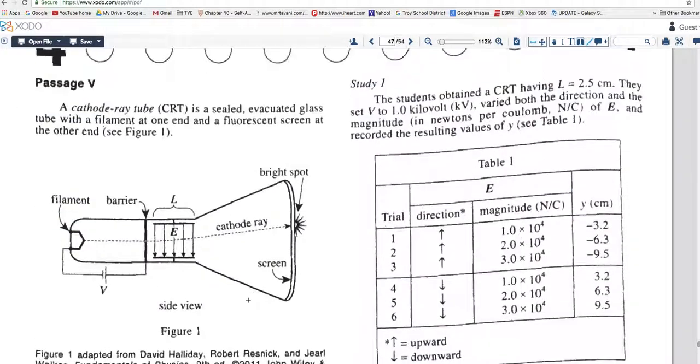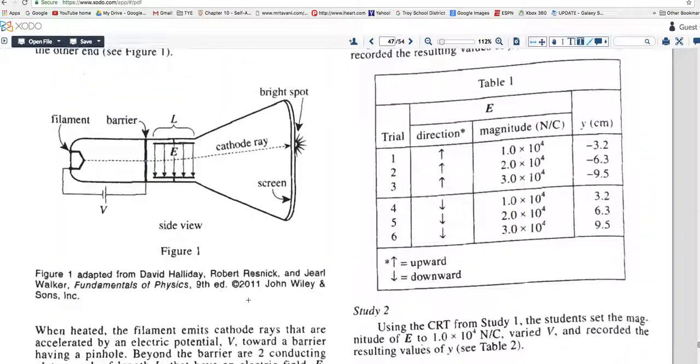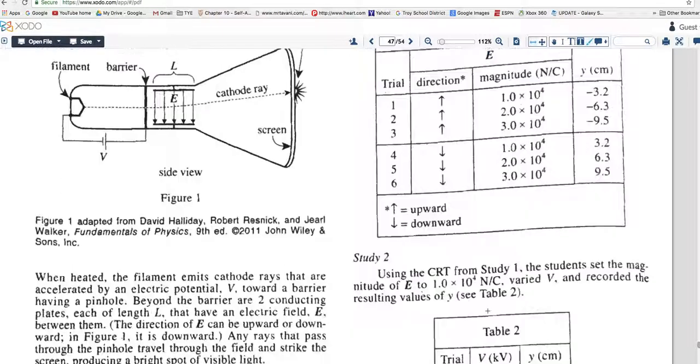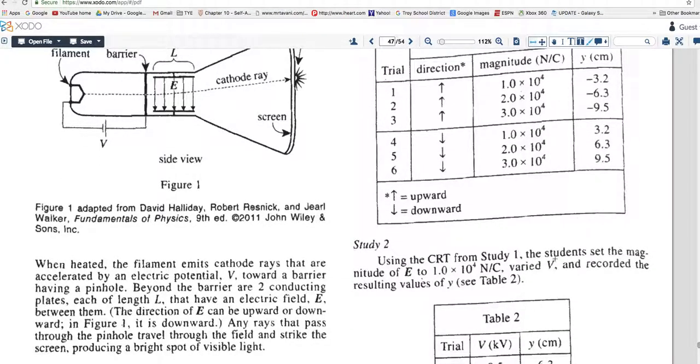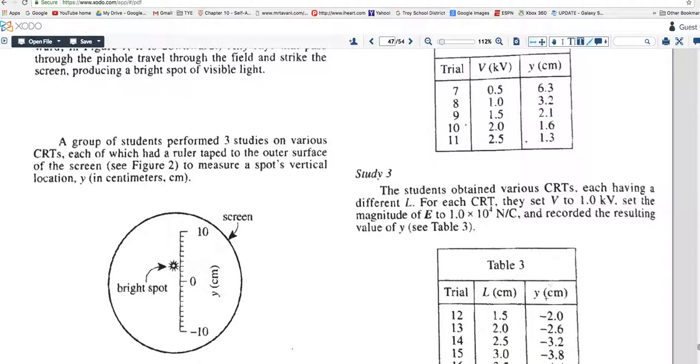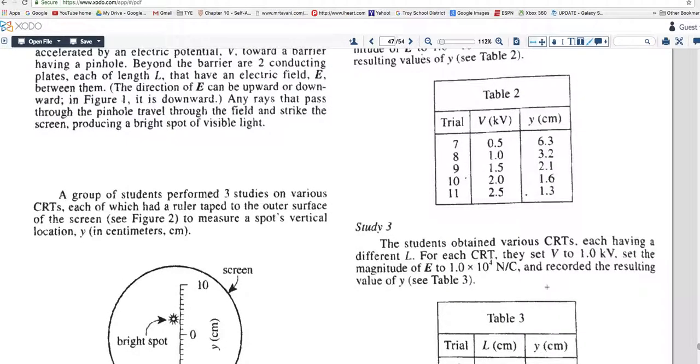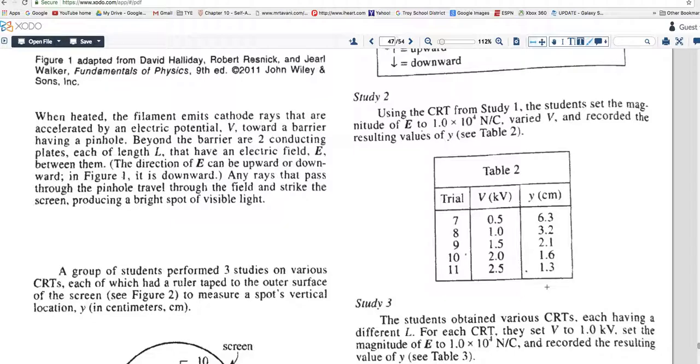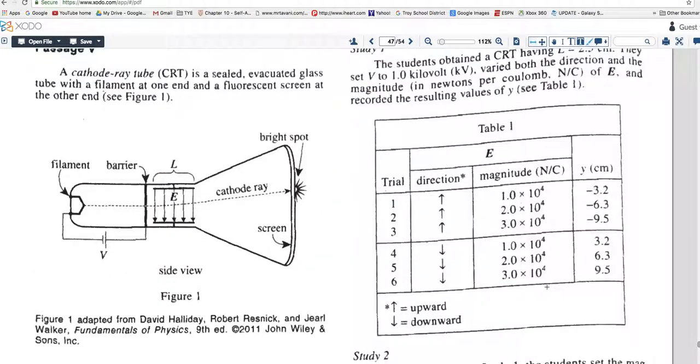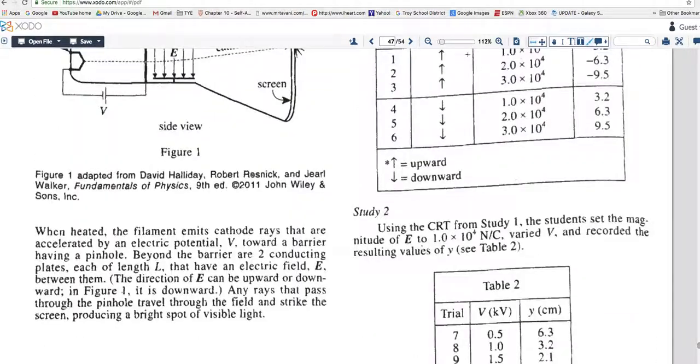Good. Okay. The easiest way to do this one, notice what's the same in all of these. It's the Y. They always have a Y column, right? So what do you know our Y needs to be? That's our dry or our respondent variable, right? So what's our manipulating variable in this experiment? It's direction or magnitude. It's actually both in this case.